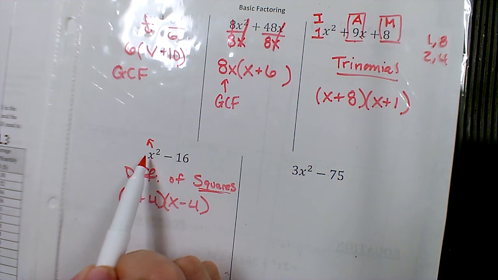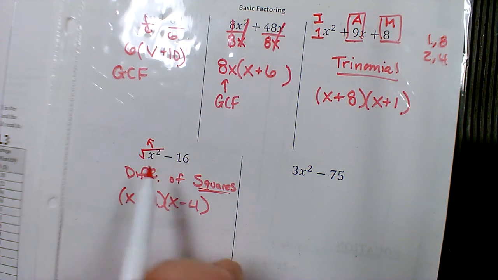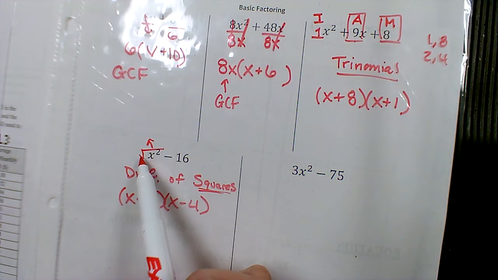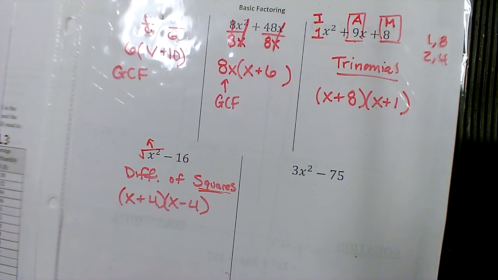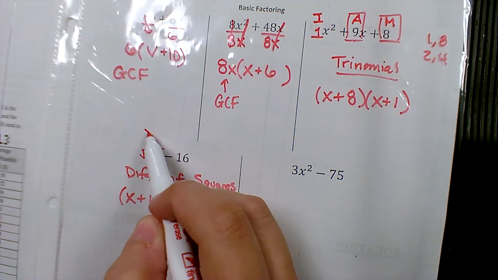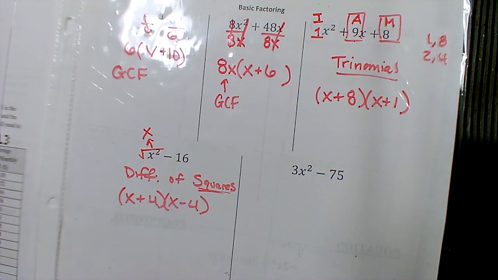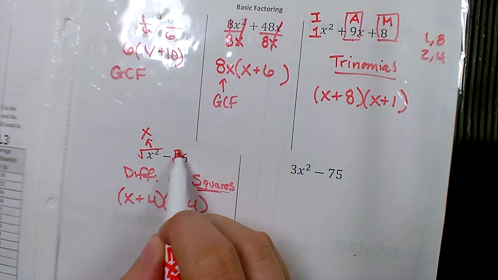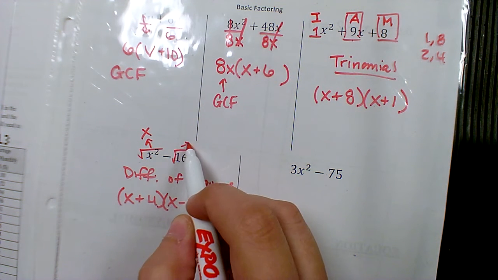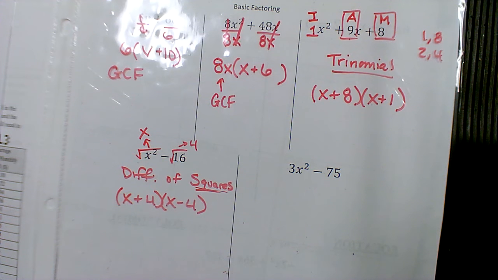Perfect. All right, so if you were to take the square root of the first term, notice how the square root and a square, those are inverses, they cancel each other out. So the perfect square of x squared is just x, and if you were to take the perfect square of 16, aka the square root, you would get 4.